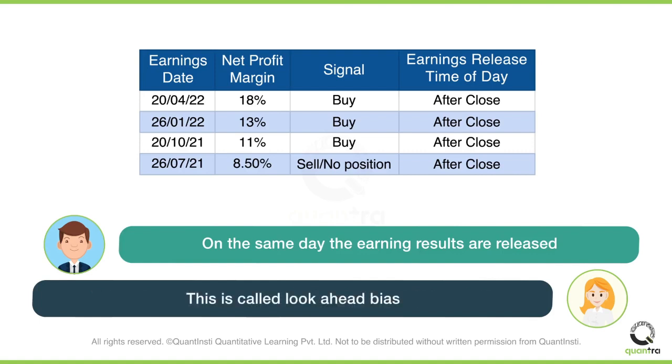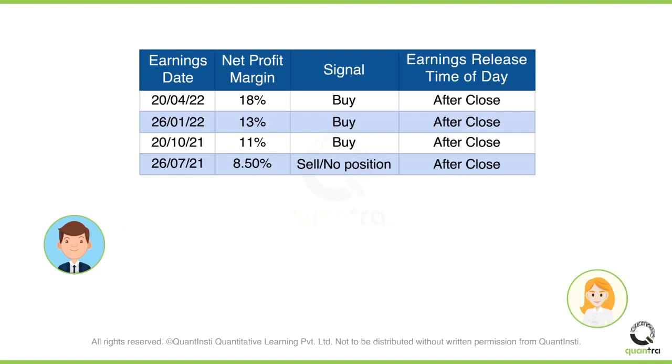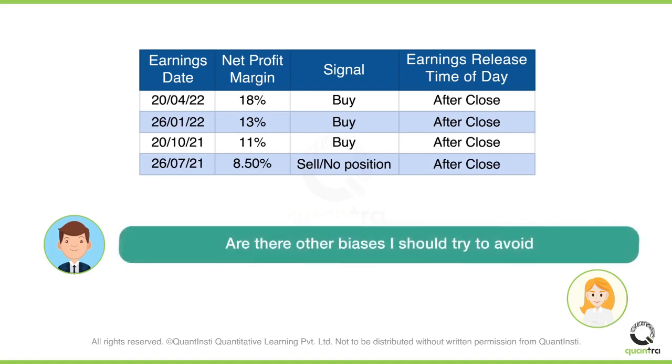Mary explains that this is called look-ahead bias. Here, you are looking at the data released in future, and then incorporating it into the present. John realizes this is why this strategy was giving exceptional results in backtests. John asks Mary if there are any other biases he should avoid.